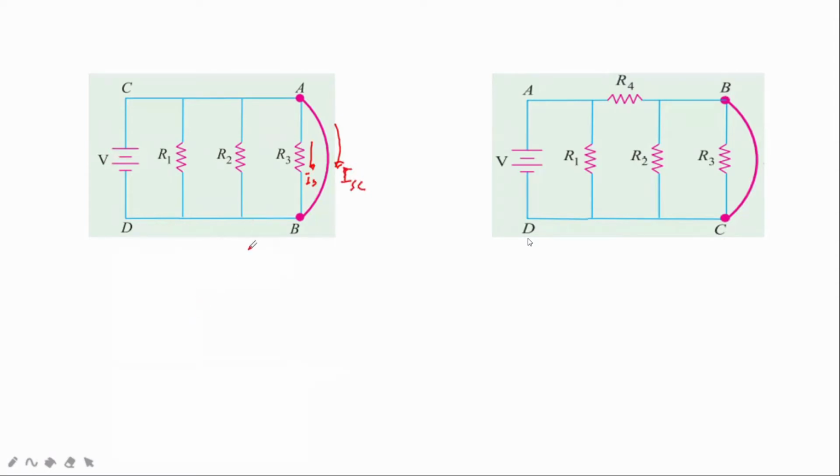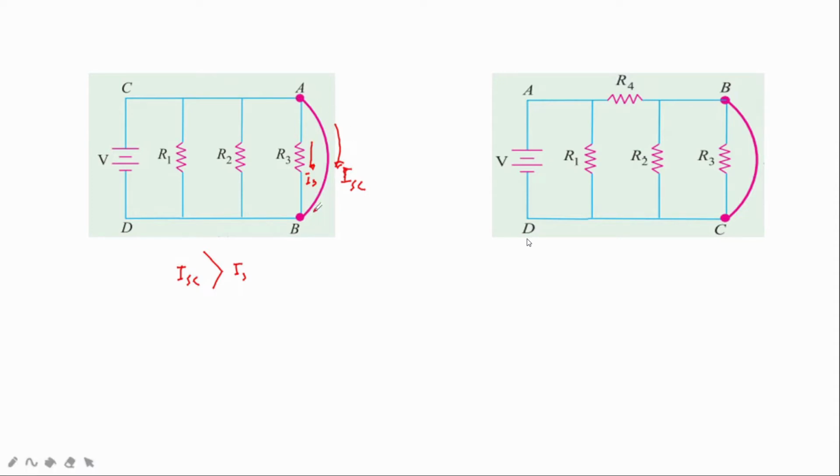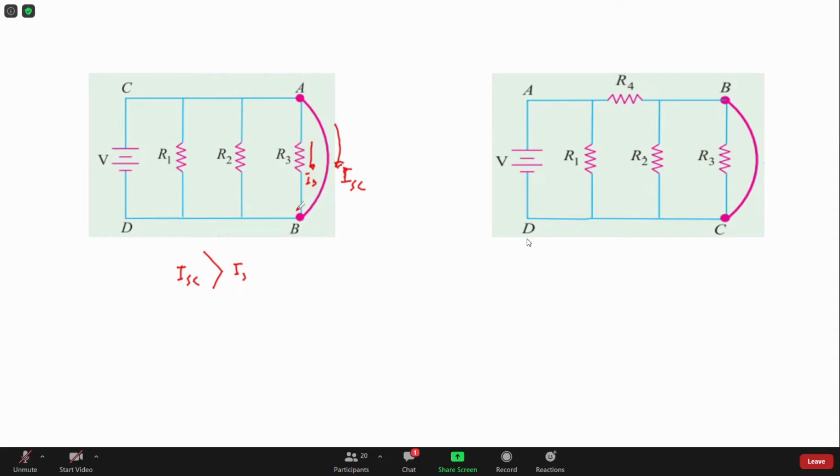So if you are going to compare the three, the I short circuit will be very large compared to I3. So there are still currents that's going to flow to R3, but that current is very small compared to the current that's going to flow on this wire. So that causes the wire here to melt, or worse, masunog siya.